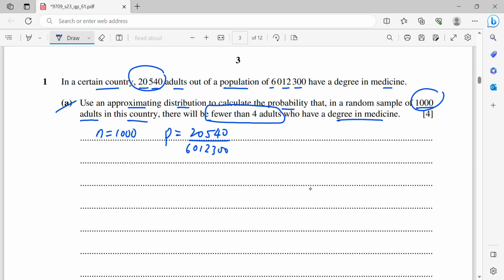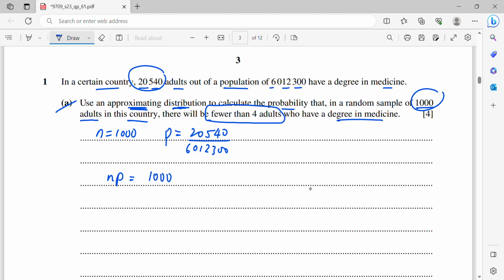Now since your n is large, and the p is this value, let's calculate the value of np first. Initially it is a binomial distribution, but now it mentions an approximating distribution, which means we need to use approximation. Either we approximate to normal or we approximate to Poisson distribution. So let's check the np value.